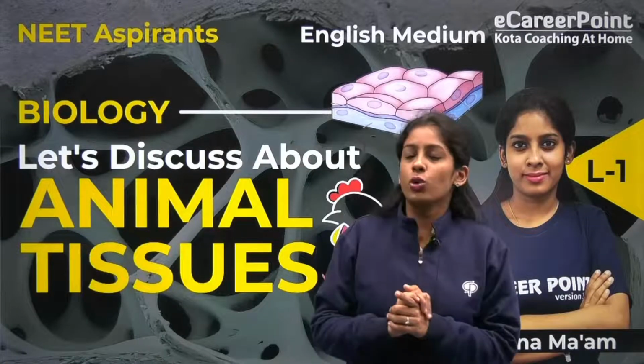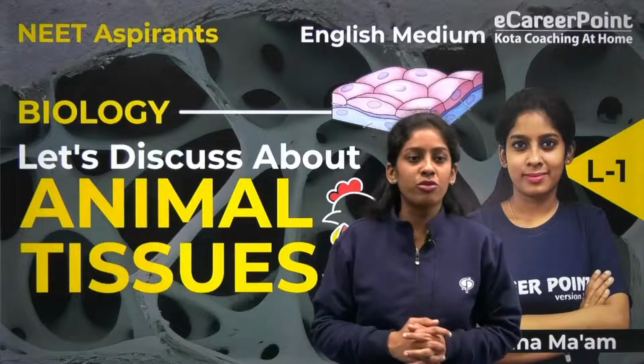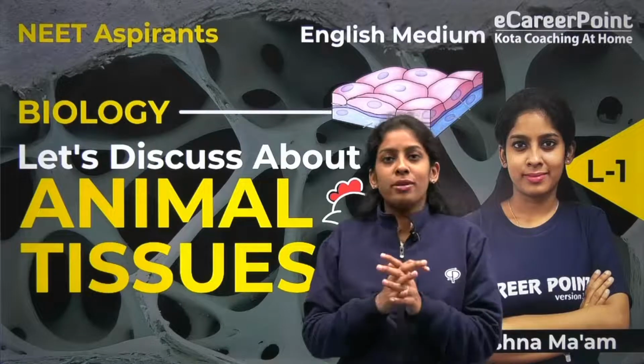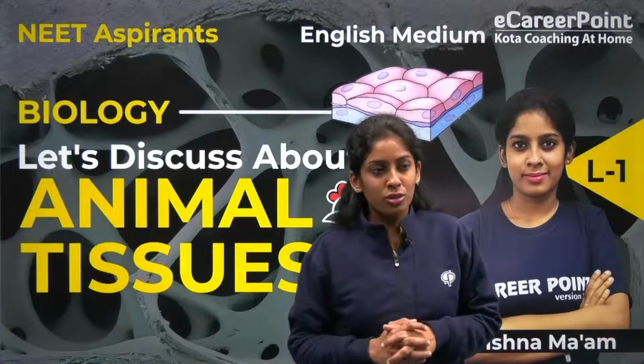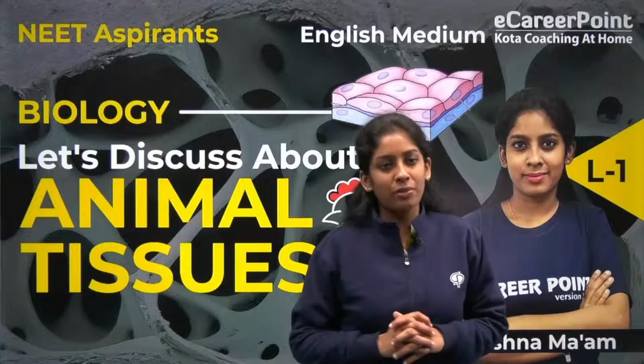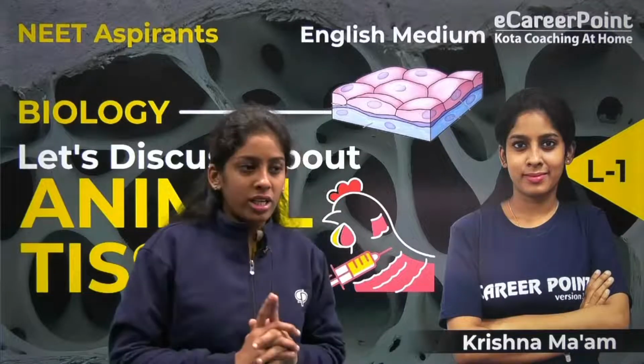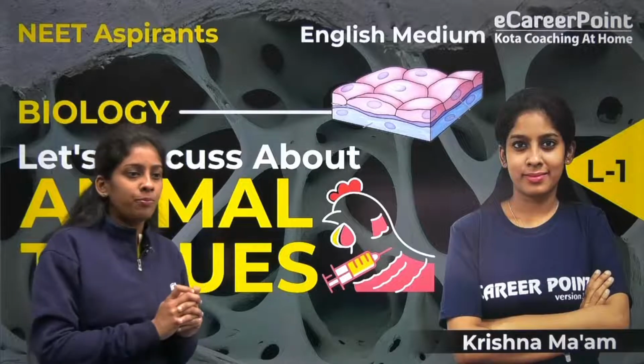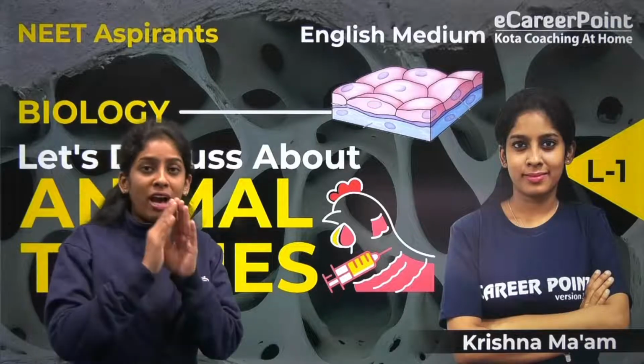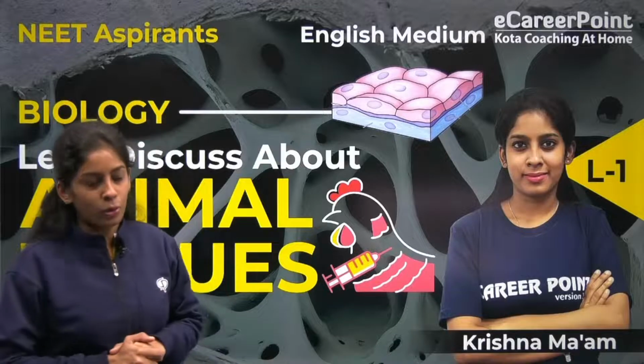This chapter is a bit tricky because you have to remember, for example, if you have two types of epithelial tissues, simple and compound, you will understand as we study. The examples are what is very tricky and confusing. So you have to pay some attention to where you have to focus to remember the examples. We'll talk about this.